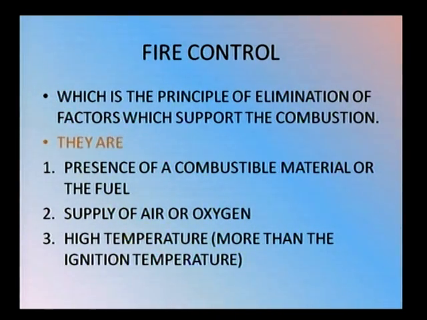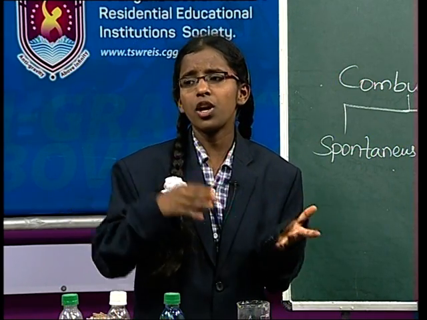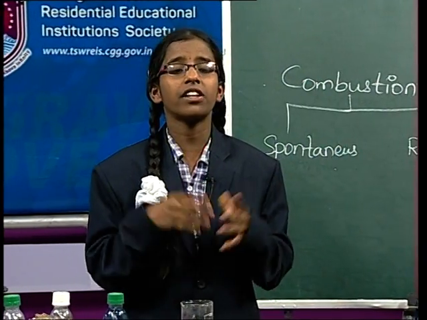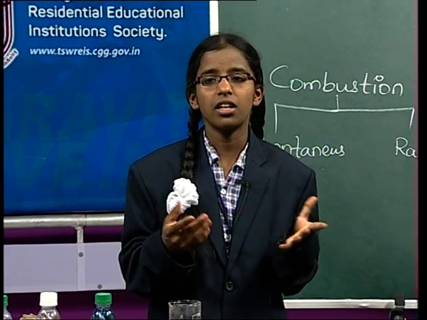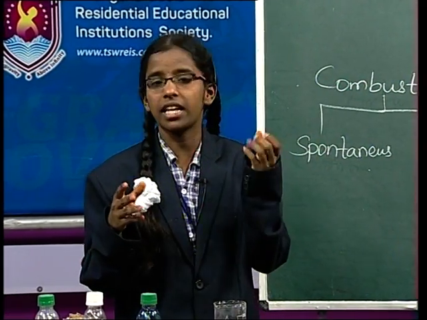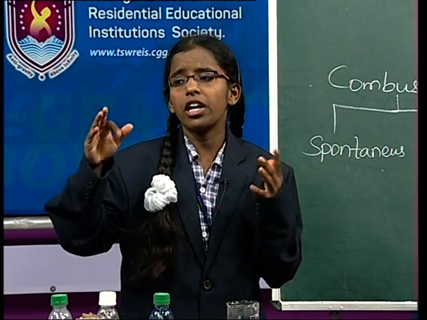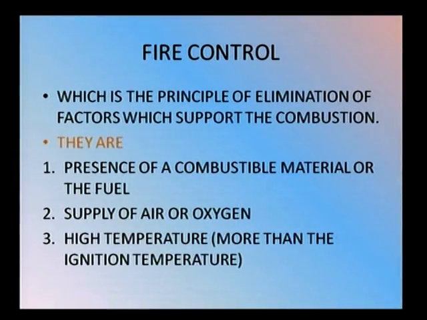And what is the second factor? Supply of air or oxygen. In the second activity I showed that if there is no air, there is no combustion. So, supplying air also develops the combustion. And what is the third factor? A high temperature more than the ignition temperature. In the third activity we observed the ignition temperature. After crossing its ignition temperature, the material will burn. So, if there is high temperature, the material will get flame. These are the three factors which can support the combustion.